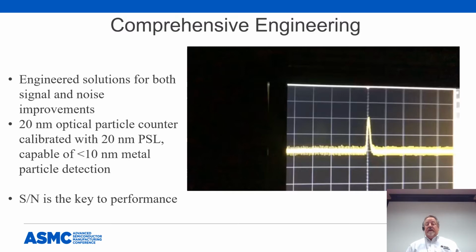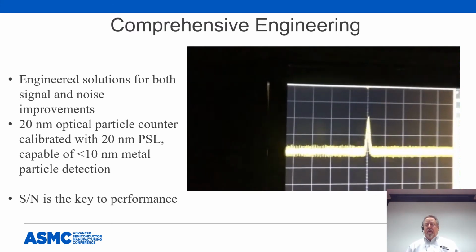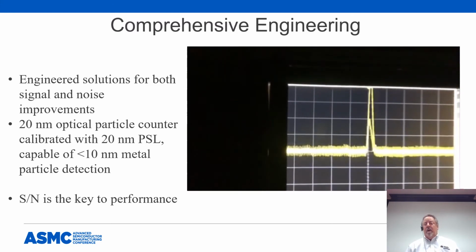So to do this, you need to have a comprehensive engineering approach. So you need to have solutions for both increasing the signal and reducing the noise. And we have these calibration spheres. This is shown on the oscilloscope here. These are 20 nanometer polystyrene latex calibration spheres. And so this is how we calibrate the sensitivity of our particle counter. You can see these are well above the noise level. So we have very good signal to noise and provide a very good statistically solid measurement.